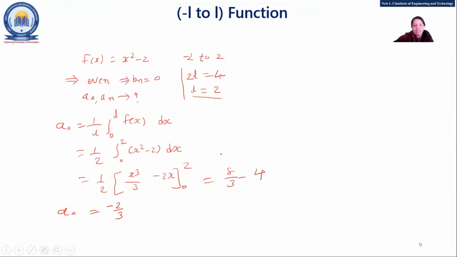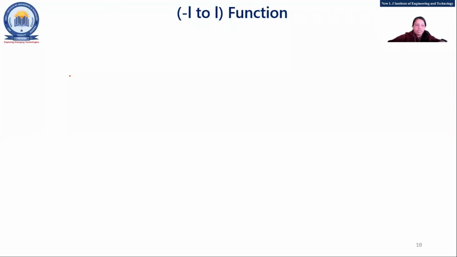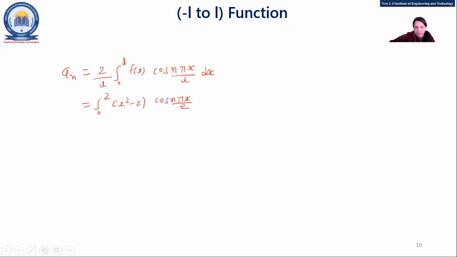Now only An. So An would be what? 2 by L. This you need to remember. Same as the minus pi to pi concept, right? Integral 0 to L, f(x) cos n pi x by L dx. Now obviously L is 2, so this is going to be cancelled out. So we'll write 0 to 2. Your f(x) would be x square minus 2, fine, and cos n pi x divided by 2, dx.